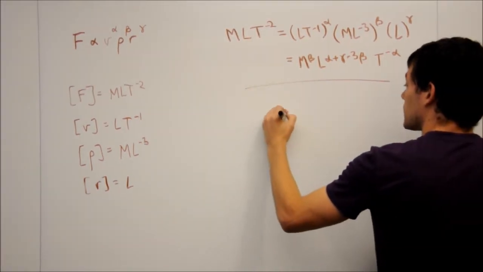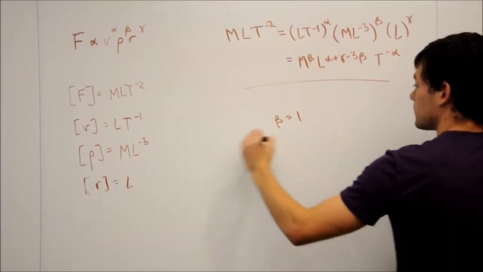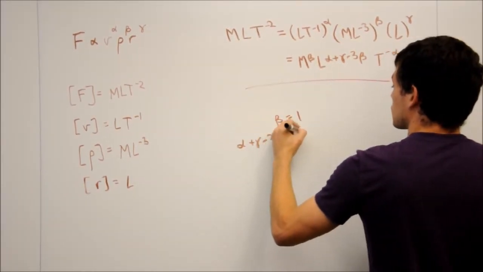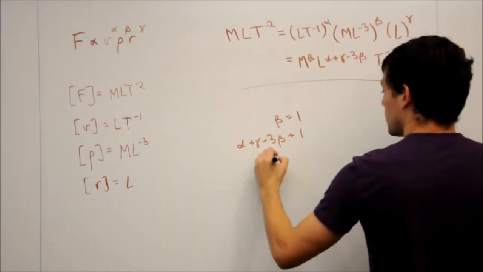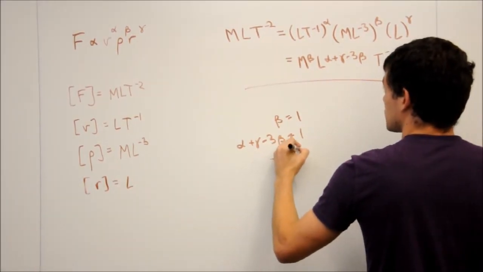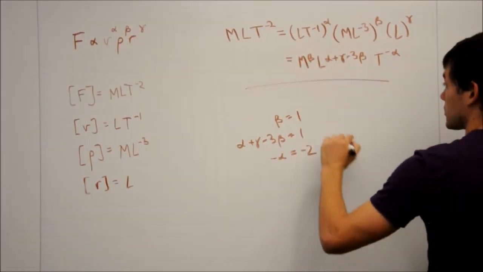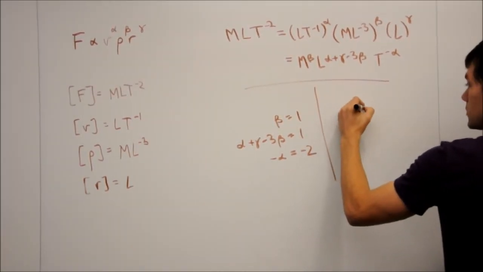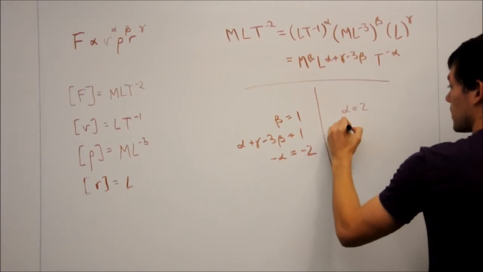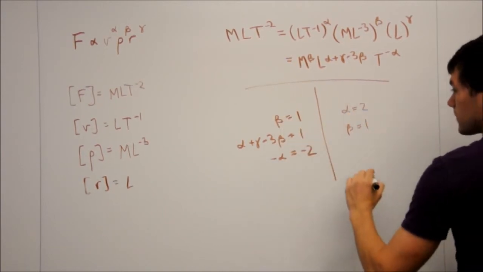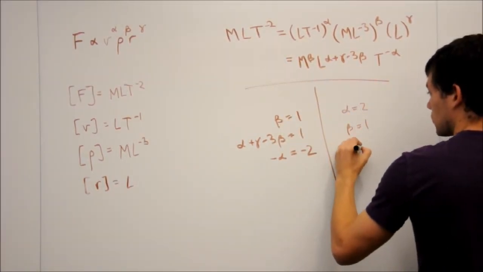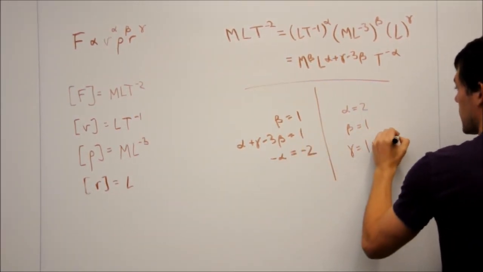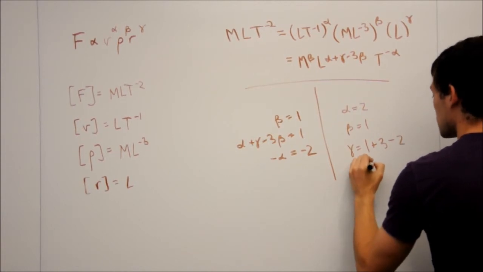So we're going to be given beta equals 1 from the mass term, alpha plus gamma minus 3 beta equals 1 from the length term, and minus alpha equals minus 2 from the time term. And we can solve this pretty easily. We're going to get alpha equals 2 right there, beta equals 1 right there, and then gamma equals 1 plus 3 from the beta term minus 2 from the alpha term, which is going to equal 2.